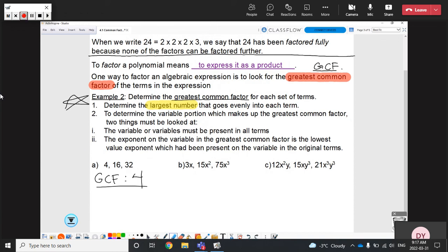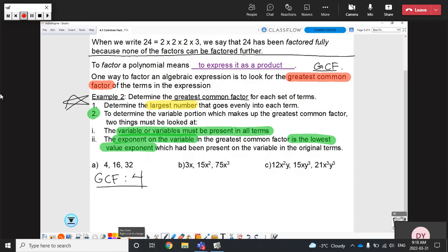Now, I'm going to read step number 2, because it deals with when we have variables. It says to determine the variable portion which makes up the greatest common factor, you have to look at two things. The first is that the variable or variables must be present in all terms to be a common factor. The next is the exponent. The exponent on the variable in the greatest common factor is the lowest value exponent present on the variable in the original terms. I know it's kind of a mouthful.